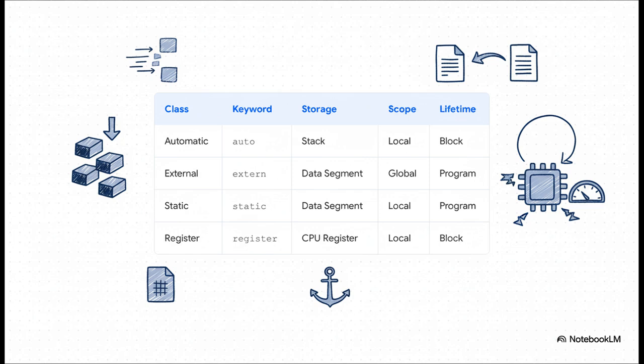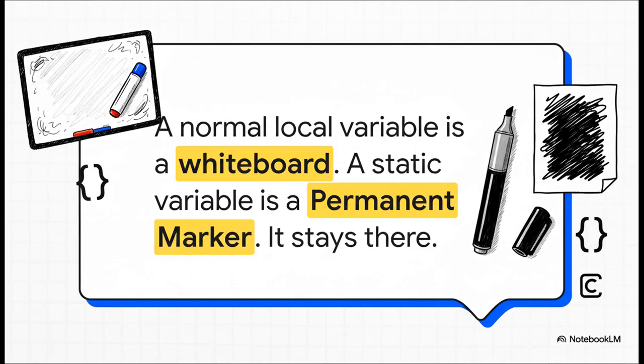Register is a hint to the compiler to try and use a super fast CPU register, but the really fascinating one is static. It's got local scope, so only its function can see it, but it lives for the entire program. How does that work? This permanent marker analogy is just perfect. A normal local variable is like writing on a whiteboard.